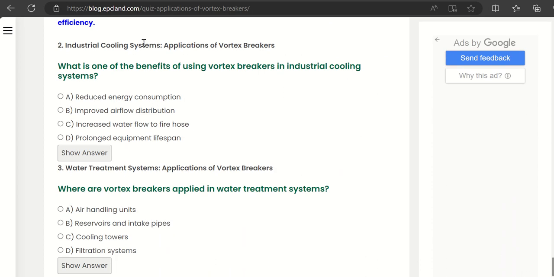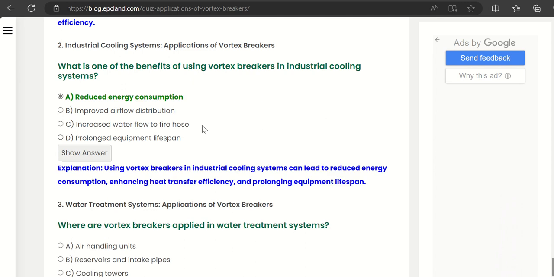Now let us talk about how the vortex breakers are utilized in cooling systems. Let us look at the question first. What is one of the benefits of using vortex breakers in industrial cooling systems? Whether it reduces the energy consumption, improved airflow, increased water flow to firehouses, or prolonged equipment lifespan. Although most of the things look correct, the right answer must be reduced energy consumption when we are utilizing it in the common cooling systems.